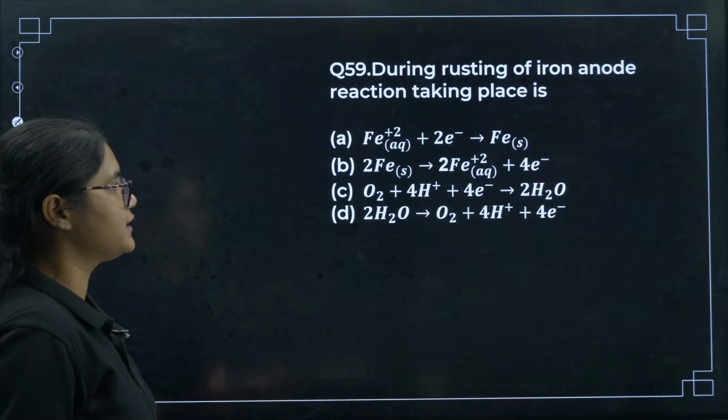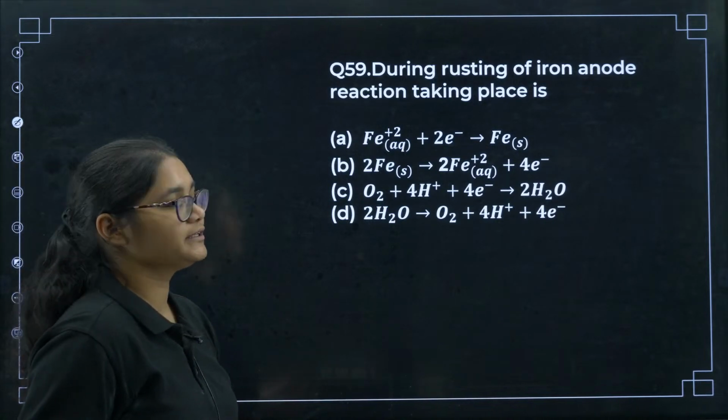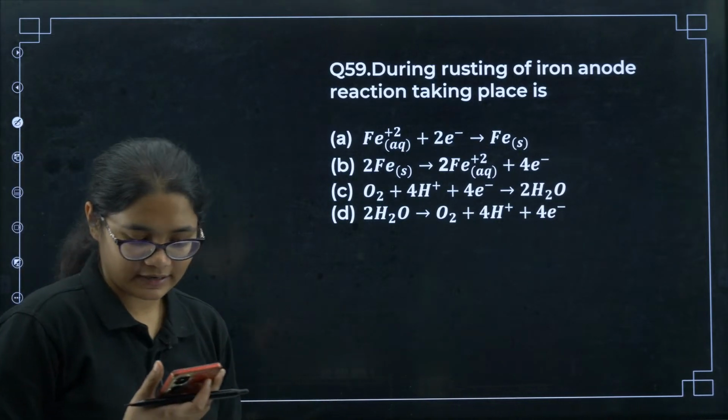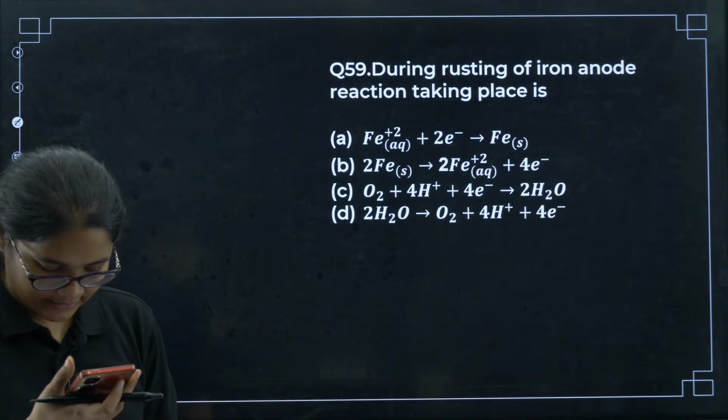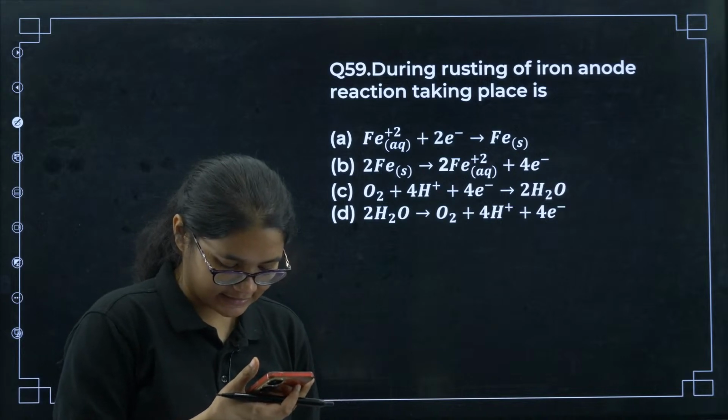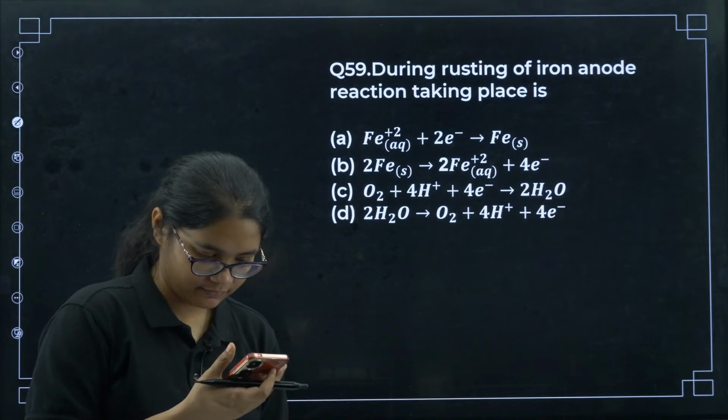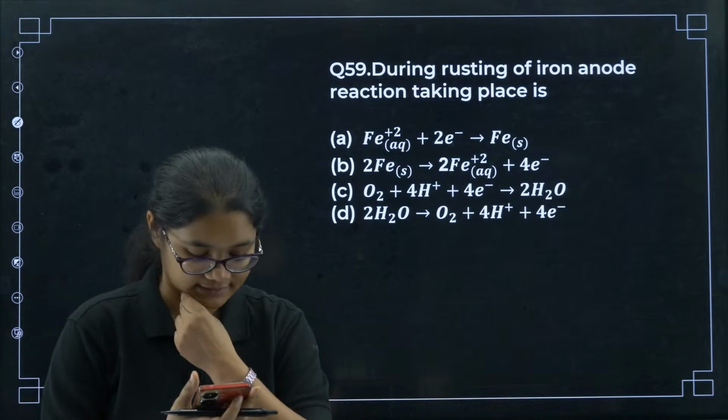Next, during rusting of iron, which anode reaction takes place? So what reaction takes place at the anode? No dear, it is not molten NaOH, it is aqueous NaOH. Okay, 58A is the correct answer.